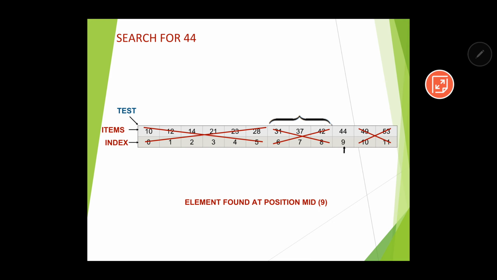Mid means the current position of mid. What is the current position of mid? 9 is the current position of mid. This is how a binary search works. I'm repeating again, the entire list is divided into two parts in each iteration, meaning in each part of the loop. After that, based on whether it is towards the left hand side or towards the right hand side of the middle element, we change the lower limit or the upper limit.